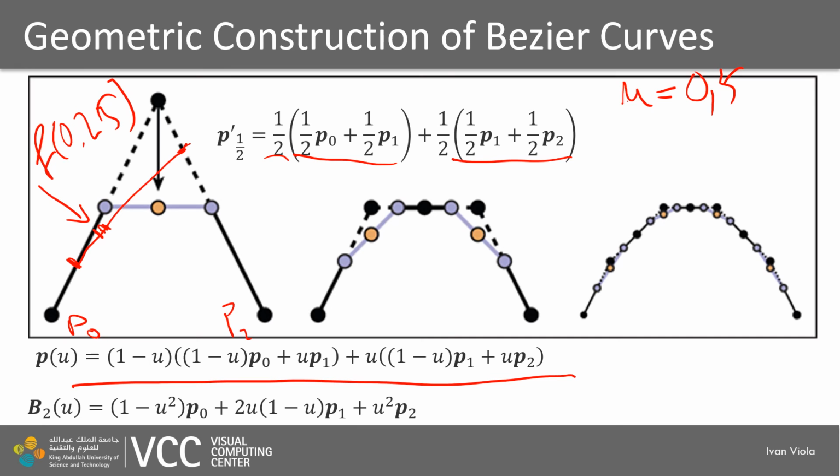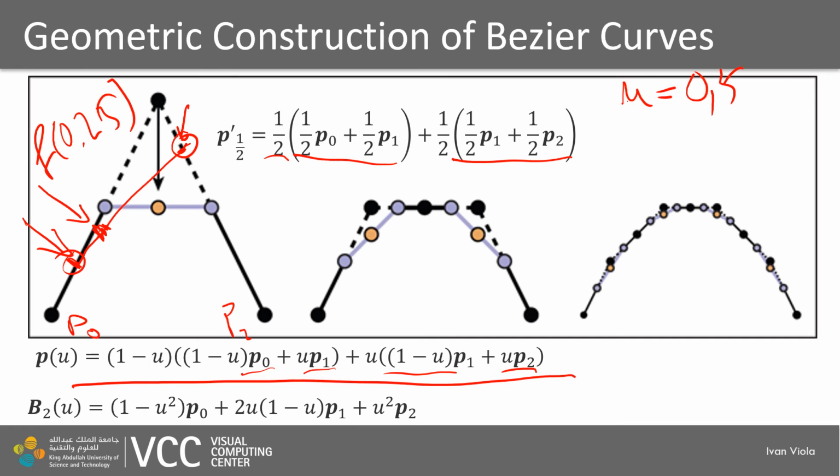Sorry, the u is 0.25, so 0.75 times p0 plus 0.25 times p1 will end up at this position, and the same holds then for this point here in the formula. And furthermore, we are finding the point which is then 0.75 of this point and 0.25 of this point, and then we will find the point at which the Bezier curve will reach the parameter 0.25.